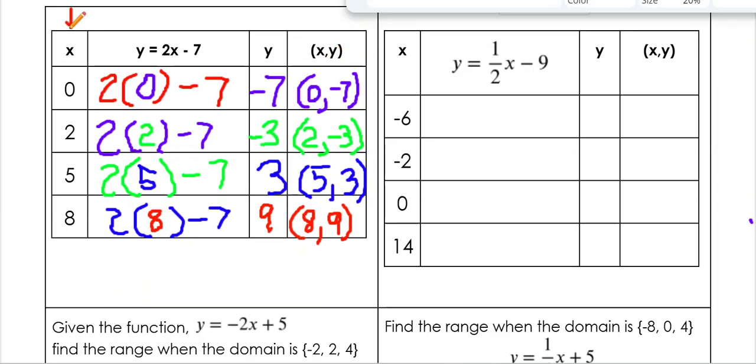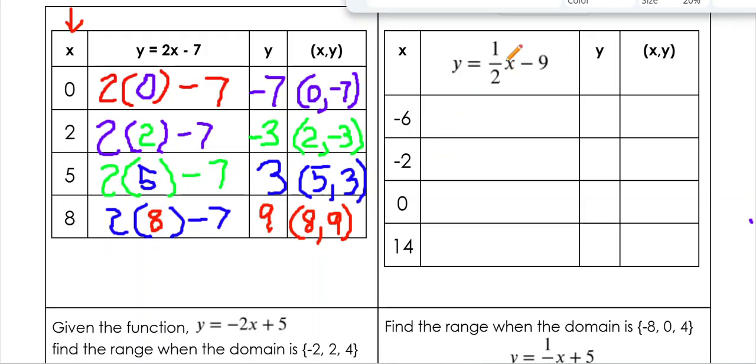So remember, x is your input. You're inputting it into your equation. You want to do it with parentheses every single time. And then you just use order of operations. Think back when you did PEMDAS last year, right? You multiply before you add or subtract. So I'm going to do this times this first and then subtract the 7, right?